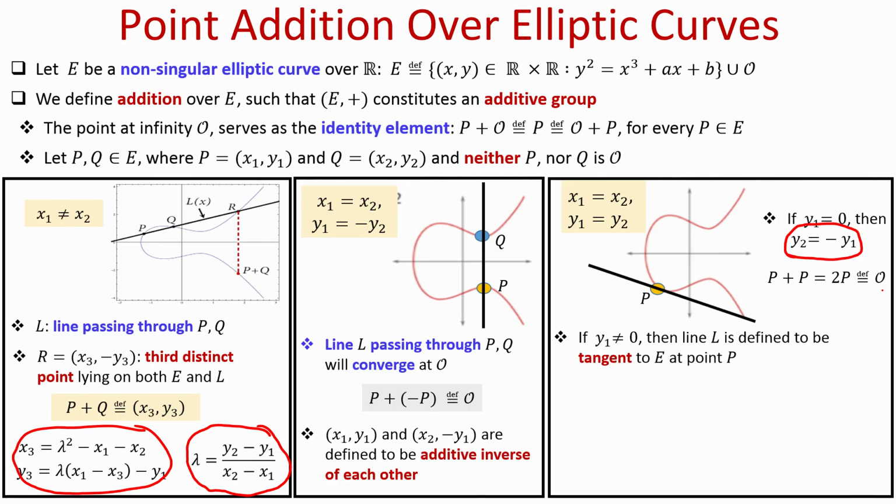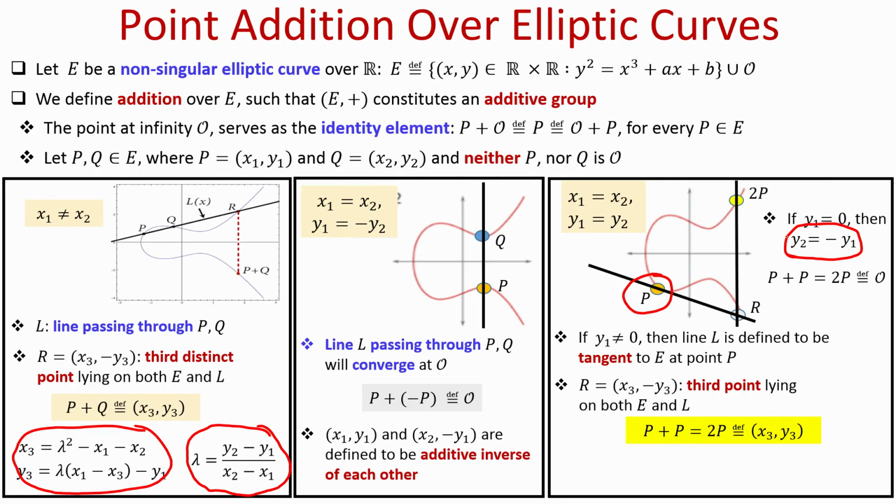On the other hand, if y1 is not 0, say we have a point P and we want to add P to itself, then the line passing through this point is defined in a different way. The line here is the tangent to this curve E passing through the point P, and we see where exactly the tangent touches the curve. We call that point R, and say the coordinates of R are x3 and minus y3, which is the third point. Two of the points are P and the third point lying on the curve is R, and what we now do is we just reflect the point R along the x axis, and that is the result of adding P to itself.